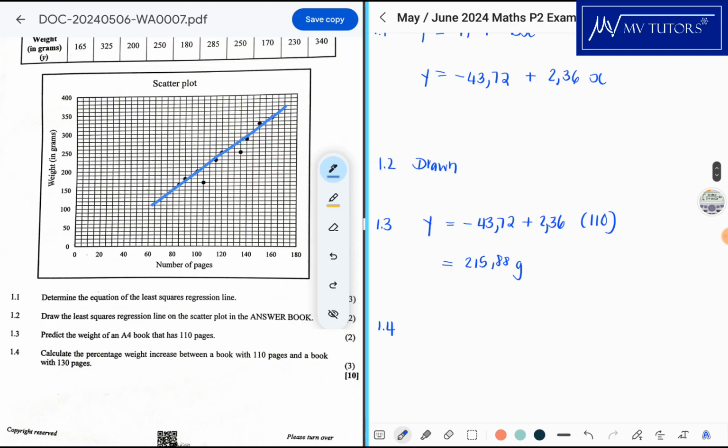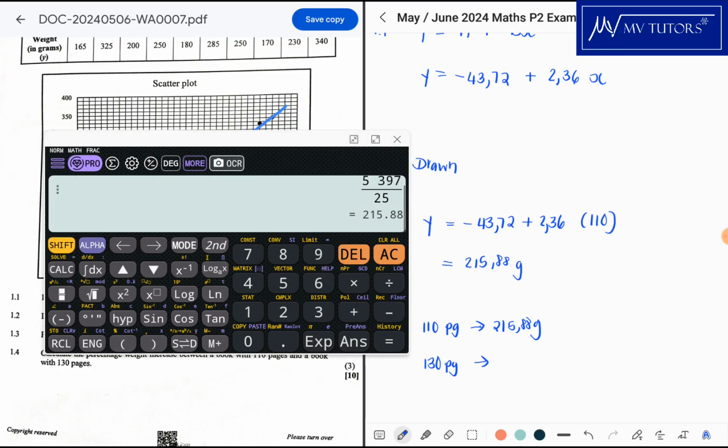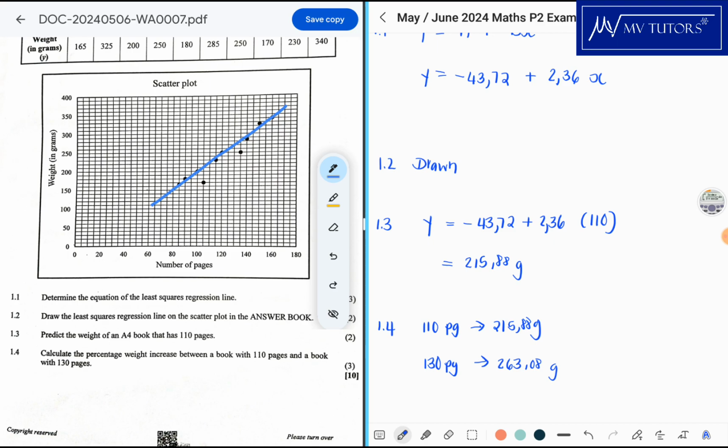And then 1.4, calculate the percentage weight increase between a book with 110 pages and a book with 130 pages. So a book with 110 pages has a weight of 215,88 grams. Now a book with 130 pages, how much will that weigh? So in your formula, I hope you didn't cancel it out there. I would put there 130, and then you get a value of 263,08 grams.